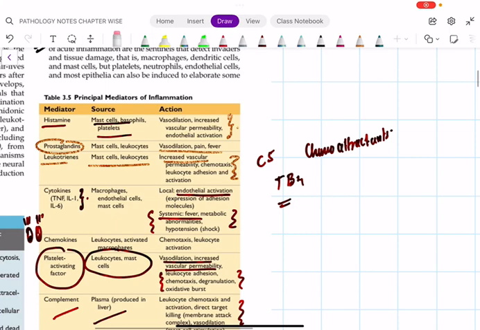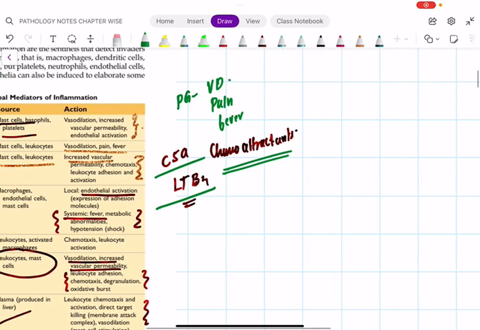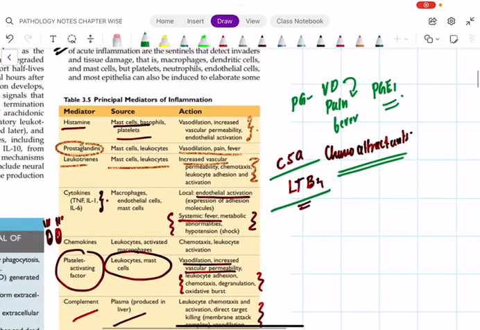C5a and leukotriene B4 are chemoattractants. They mainly help in chemotaxis. And we have prostaglandins, which are mainly involved in vasodilation, pain, and fever. I am once again repeating this: the prostaglandin which is involved in pain is prostaglandin E1. No worries, I will be mentioning this point once again.